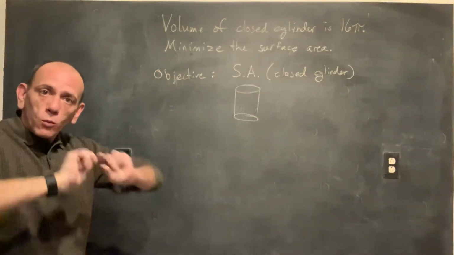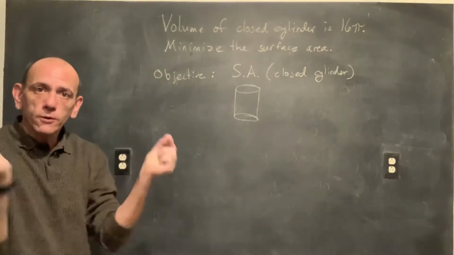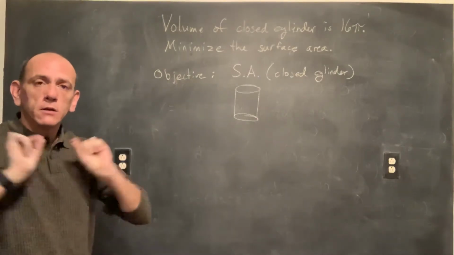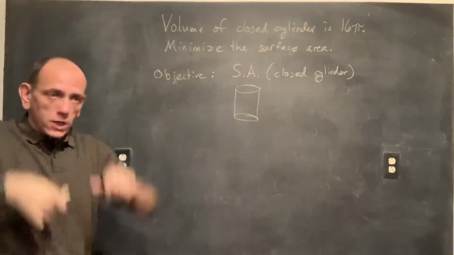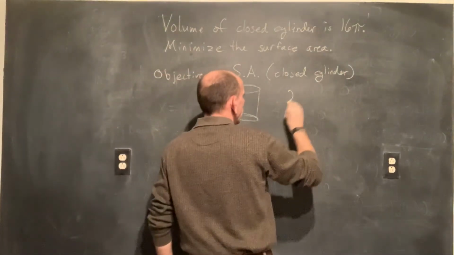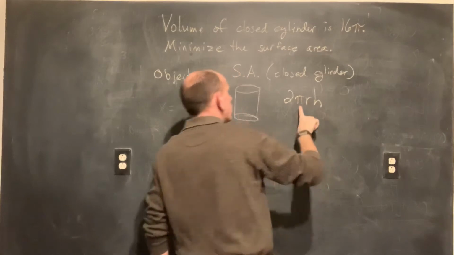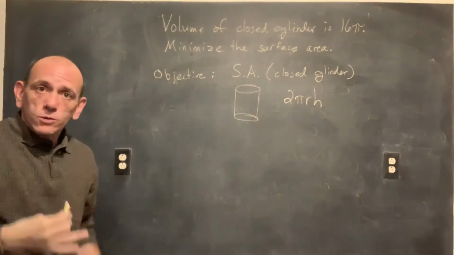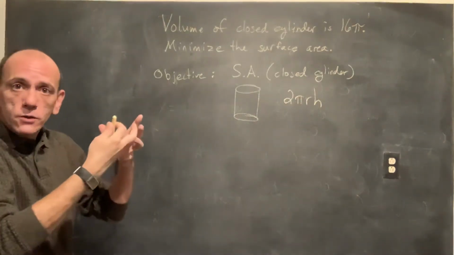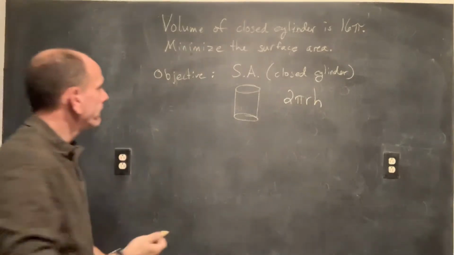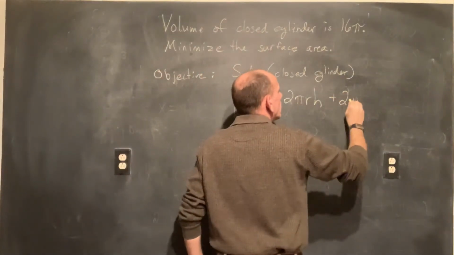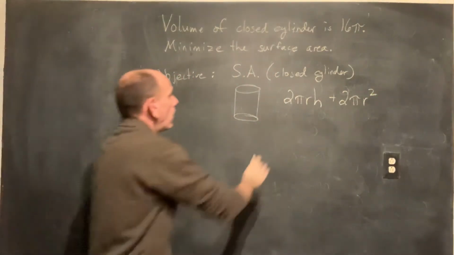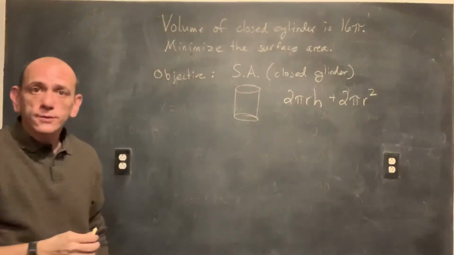Lateral surface area, we just grab the circumference of a circle and drag it up by h. So I've got 2 pi r, that's the circumference of a circle, times h. 2 pi r h is the lateral surface area. But then it's closed, so it's got a top and a bottom. Area of a circle is pi r squared, but we have 2 of those. So I have to add on 2 pi r squared. That's the top and the bottom circles. All right, so this is the surface area of a closed cylinder.